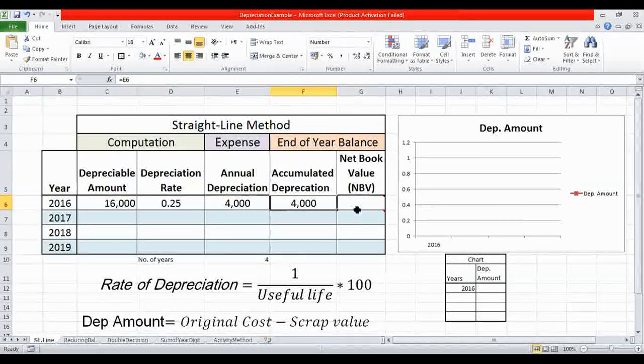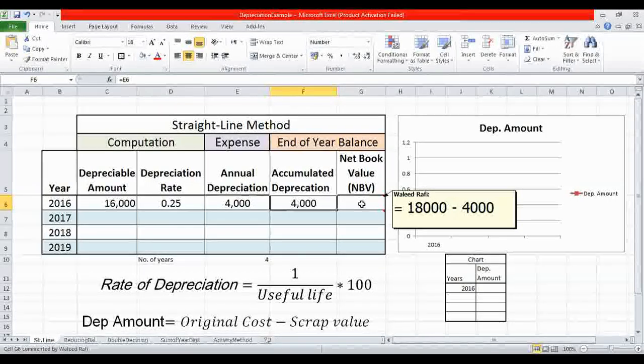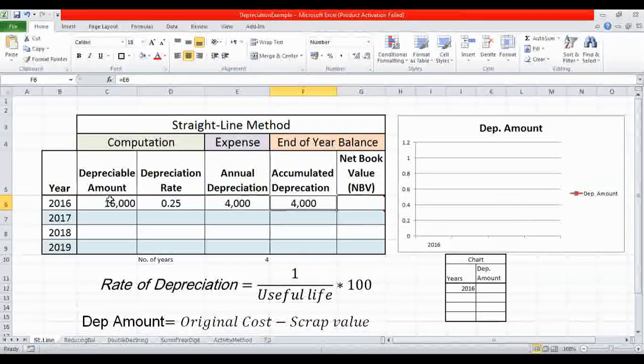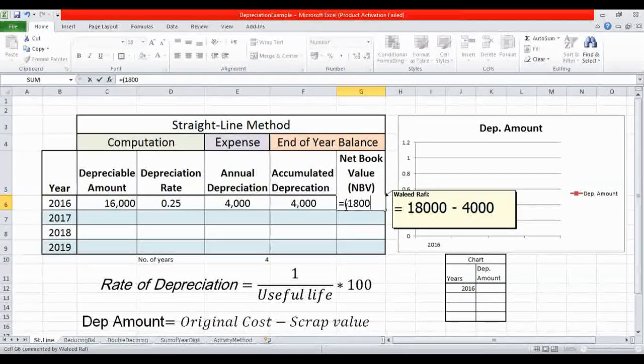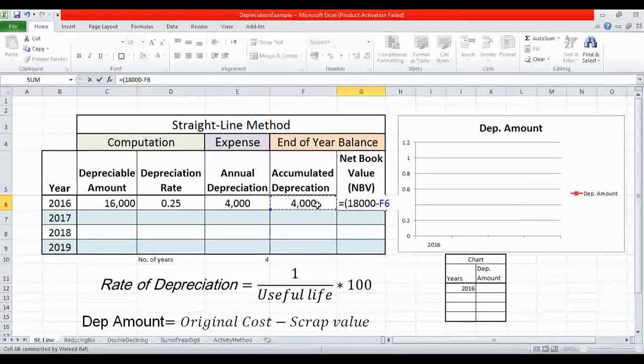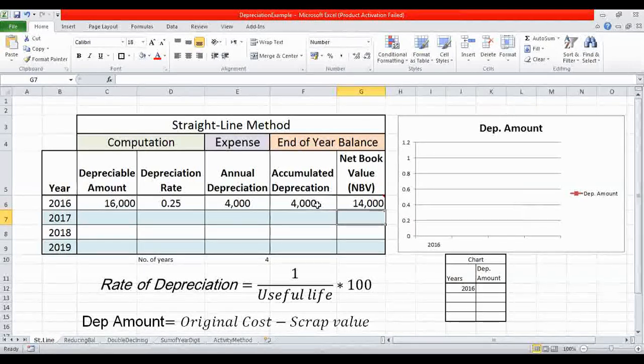In order to calculate the net book value, we will use the actual cost, not this 16,000 which we have taken over here. The actual cost of this machine or this plant was 18,000. So 18,000 minus the accumulated depreciation. We will write over here: is equal to 18,000, which is our cost, minus accumulated depreciation, and close it. And you will see that we are reporting in our balance sheet the net book value of the asset at 14,000.